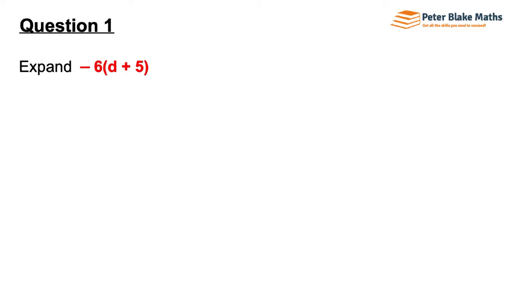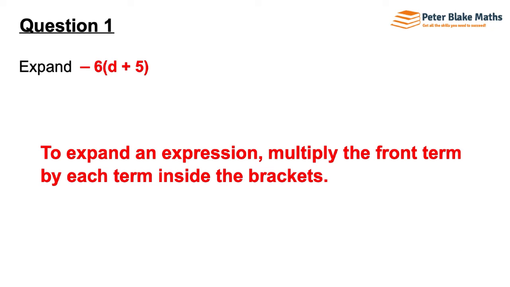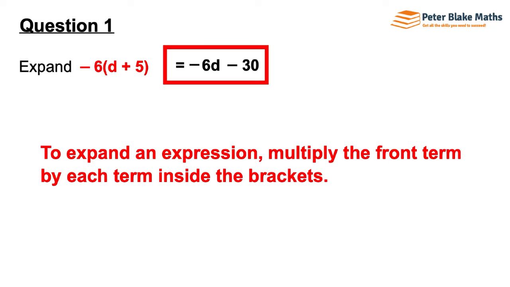Question 1. Expand minus 6 outside of d plus 5. To expand an expression, we multiply the front term by each term inside the brackets. We'll multiply the minus 6 times the d, get an answer, and then the minus 6 times the 5 and get a separate answer. So minus 6 times d is just written as minus 6d. Minus 6 times a plus 5, a minus times a plus makes a minus answer, and 6 times 5 makes 30. So that's our final answer there, minus 6d minus 30.